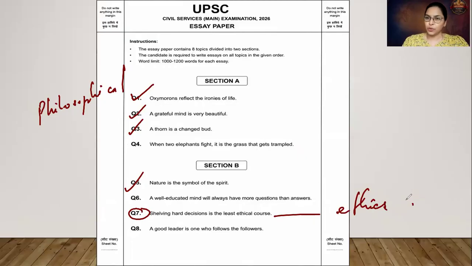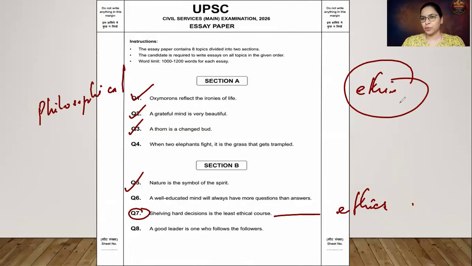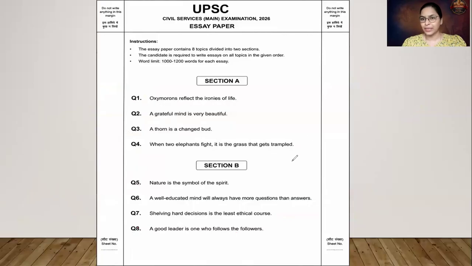If you want to have a good hold over philosophical topics and ethics topics, you need to be very good with your ethics paper. The thorough preparation of GS paper 4 will definitely help you in attempting such essay topics. Then if you look at question number 8, a good leader is one who follows the followers, this is related to governance and leadership. And if you look at this, when two elephants fight, it is the grass that gets trampled, this is more or less related to society, power dynamics, and the impact on the weaker sections of society. So that is the broad theme.